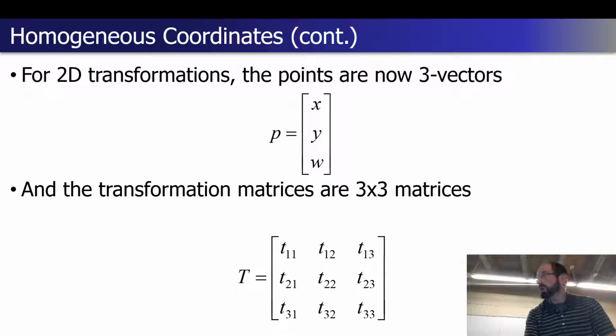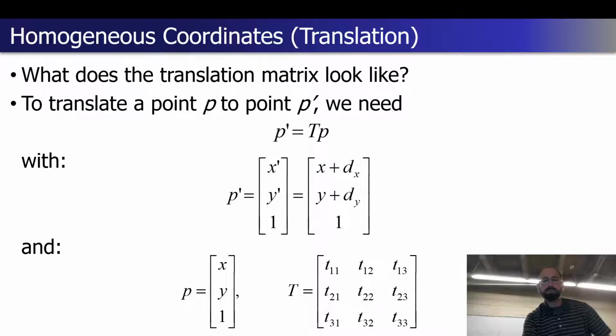So for 2D points, 2D transformations, the points are now 3-vectors, and our transformations are now 3 by 3 matrices. So what does the translation matrix look like? We can just kind of derive it, I think. We want to translate a point P to P prime. And I'm telling you, I guess this is a little backwards, but I'm telling you there is a matrix that allows you to do it now. So we know what the end result should be, right? We're doing a translation of x to x prime and y to y prime, where x has some value added to it and y has some value added to it. And I'm telling you, given our input, there's a matrix that can give us that translation.